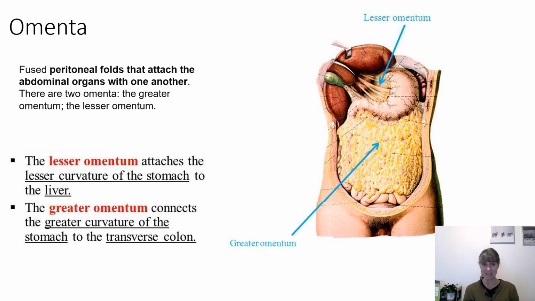There are 2 omenta. There is the greater omentum and the lesser omentum. The lesser omentum attaches the lesser curvature of the stomach to the liver, whereas the greater omentum helps to connect the greater curvature of the stomach to the transverse colon, and then it continues as it folds over the intestines, forming kind of like an apron. And the greater omentum also contains a lot of adipose connective tissue, again to help protect the abdominal cavity contents.